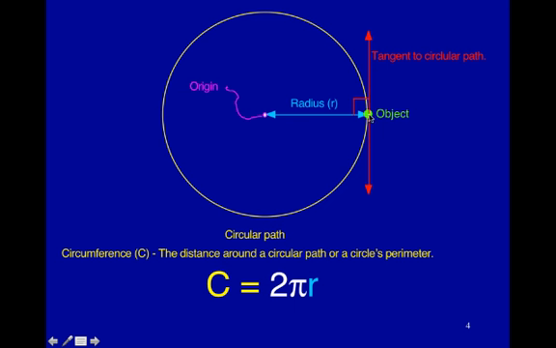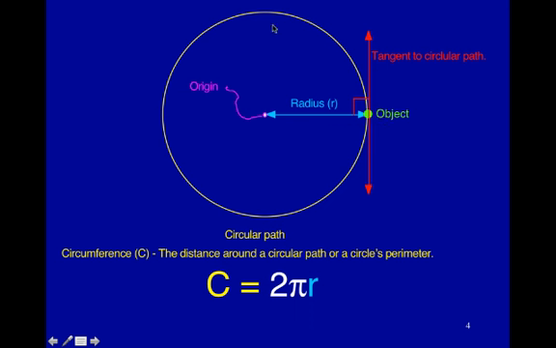Notice that where the object is here, it's convenient to talk about the tangent to the curve. So this is the tangent line, which is also perpendicular to the radius. And so we'll be talking about that in a little while. It's also nice to know that the radius is from the origin of the circle out to the circular path.